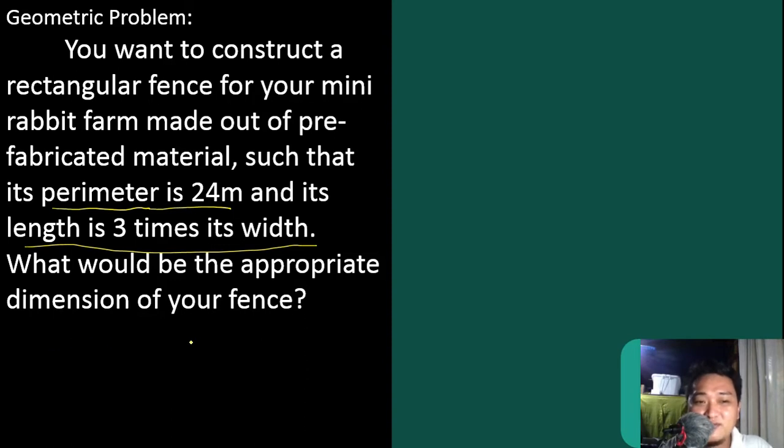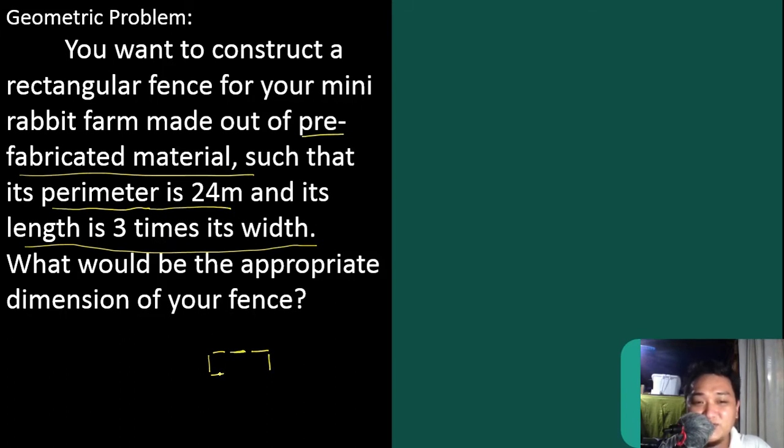So let us have a clear picture kung ano itsura ng bakod pagka ganyan yung situation. Its length is 3 times its width, and take note, it is made out of prefabricated material. Kadalasan kasi yung mga prefabricated materials, yung dati nang gawa, hindi natin sila pwedeng putulin kasi prefabricated nga. Kaya ang tendency, bibili lang tayo ng by units, tapos diretso kabit. So kung ito yung width niya, the length should be 3 times the width. So 1, 2, 3. Meaning, ganyan siya kahaba.